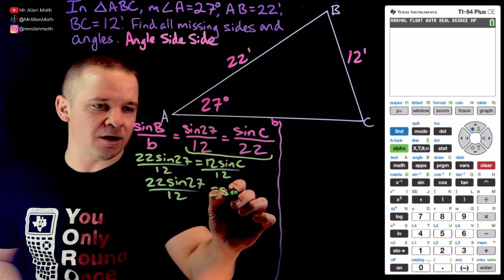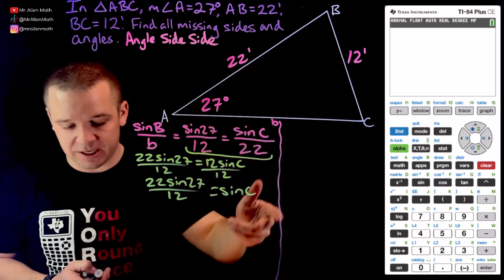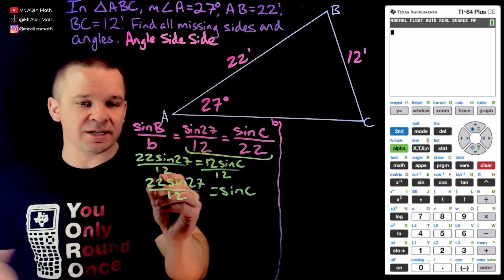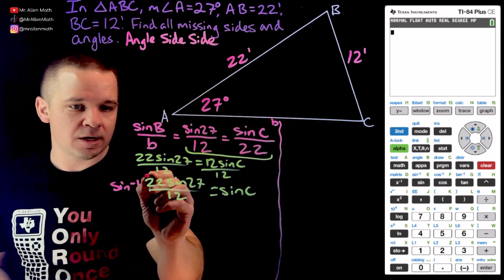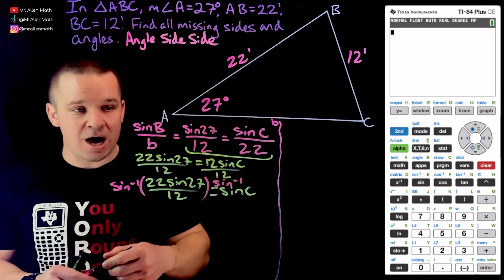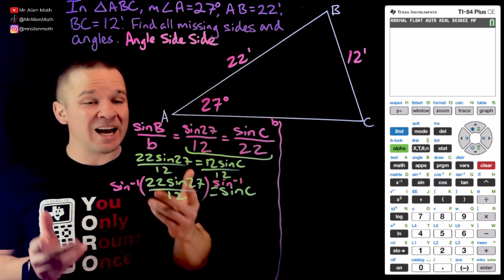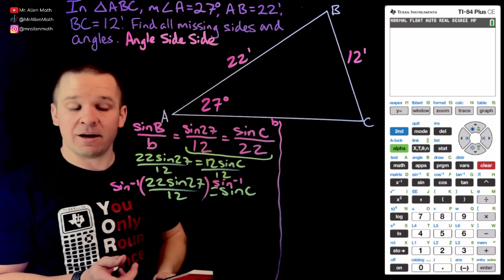Equals the sine of C. Now, how do I get C by itself if it's the sine of C? It's in that sine. Well, I can take the sine inverse on both sides, and that's going to cancel those out, leaving me with just C. So this is what I can now type into my calculator to figure out that angle.